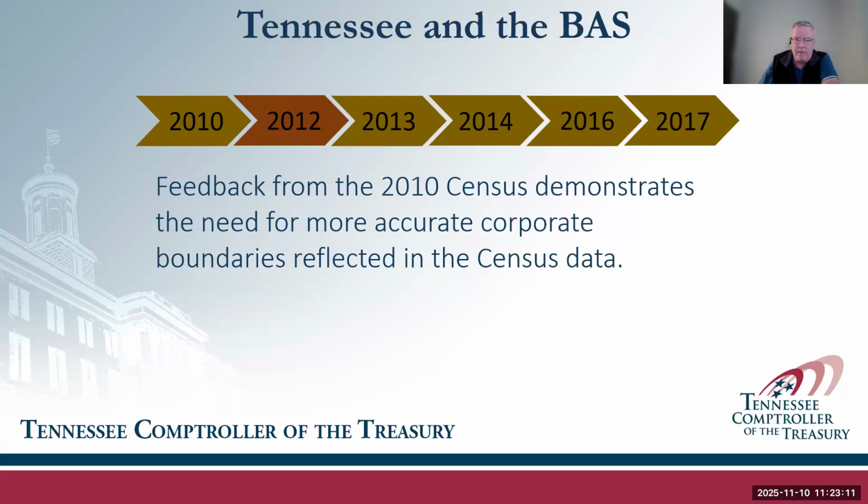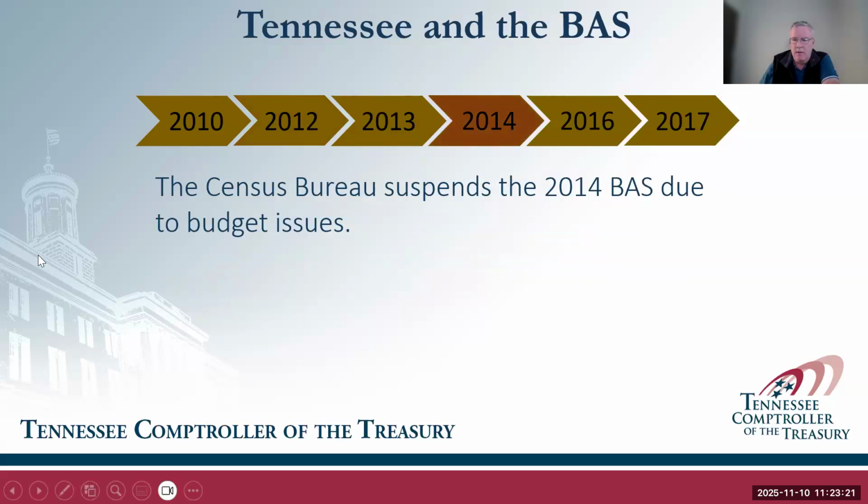In 2012, after feedback from the 2010 census, it showed that we needed a little bit more accurate corporate boundaries reflected in the census data. So in 2014, the census suspended the BAS due to budget issues. And this allowed a little bit more of the boundaries to be looked at and verified and updated by OLG.